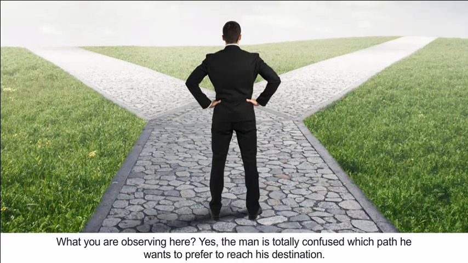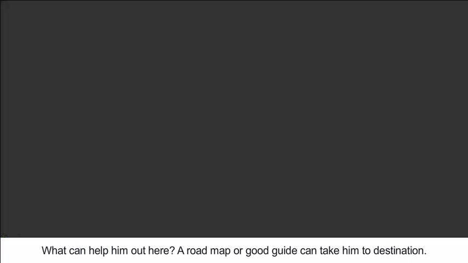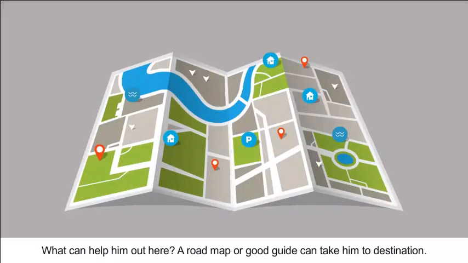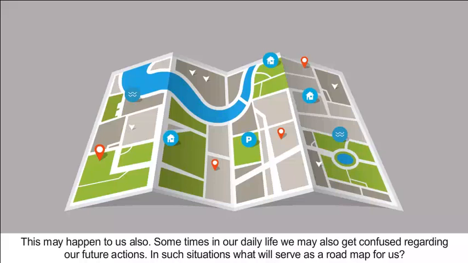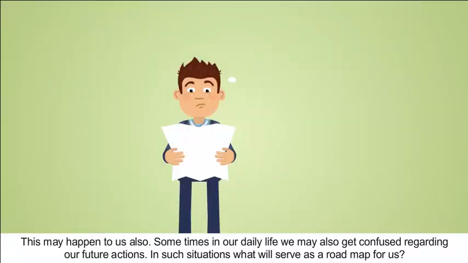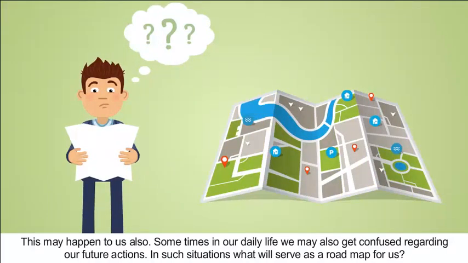What are you observing here? Yes, the man is totally confused which path he wants to prefer to reach his destination. What can help him out here? A road map or good guide can take him to destination. This may happen to us also. Sometimes, in our daily life, we may also get confused regarding our future actions. In such situations, what will serve as a roadmap for us?